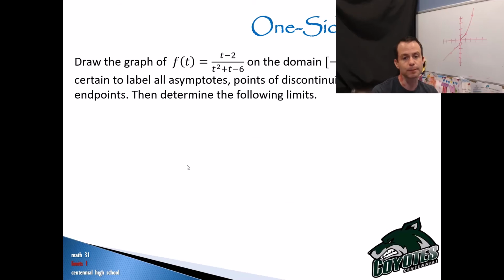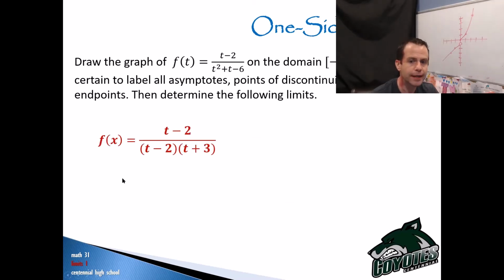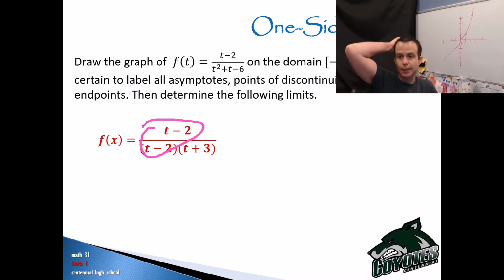Well, this is just a trip down memory lane for 30-1ers. We're going to factor this, and then once we factor it, we'll be able to figure out where our asymptotes are, where our points of discontinuity are, all of that jazz. So go ahead and factor it first. Okay, and so the bottom factors into t minus 2 times t plus 3. So right away, I have a point of discontinuity at t minus 2, so that's at t equals 2.